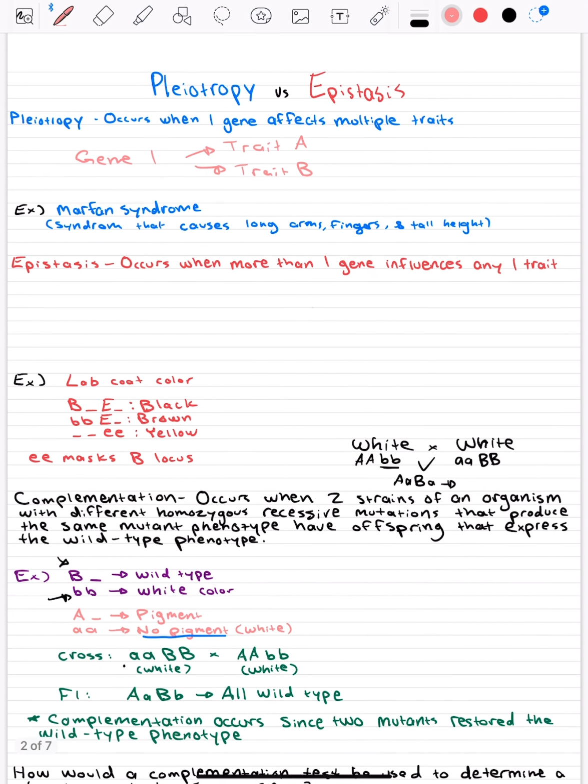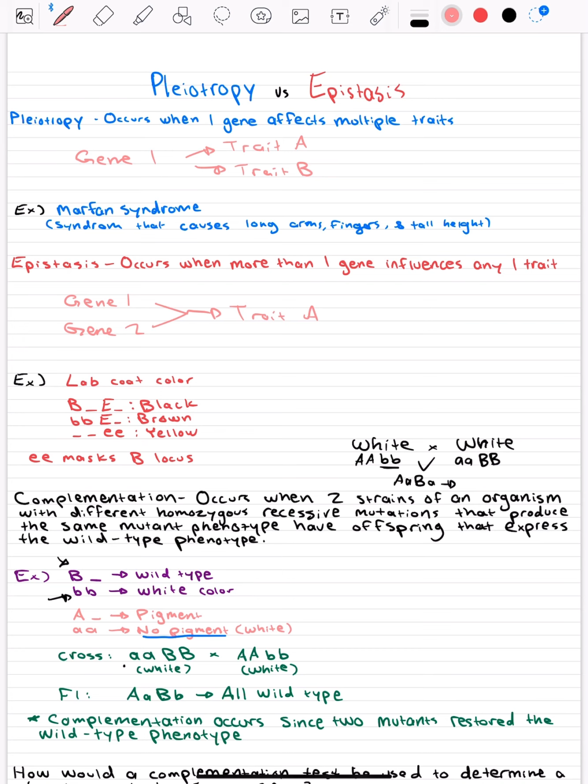Epistasis occurs when more than one gene influences only one trait. So here we have, for example, gene 1 and gene 2, and both of them are going in to affect trait A. And an example of that would be Labrador coat color for dogs.